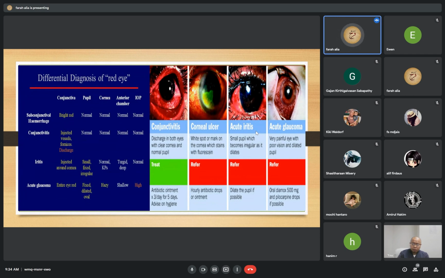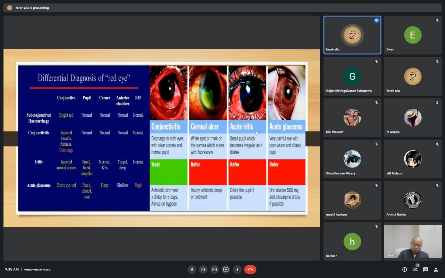As you can see, there are differences between these types of eye disease. For subconjunctival hemorrhage, the conjunctiva will be very bright red, but otherwise everything is normal: the pupil, cornea, anterior chamber, and IOP are normal. For conjunctivitis, the eye is red, the conjunctiva is red, and there is associated discharge; the rest is normal. For iritis, the conjunctiva is injected, the pupil is either small or irregular, the cornea is normal, the anterior chamber is deep, and IOP is normal.